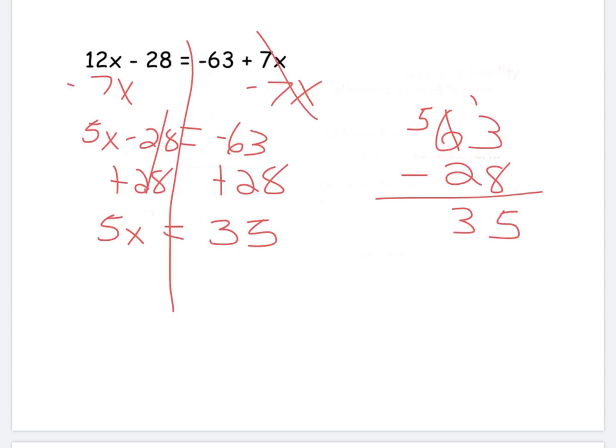But the only other thing we have to consider is what we have more of. Do we have more negatives or do we have more positives? The 63 was negative, the 28 was positive. So the 35 would be negative because we have more negatives.